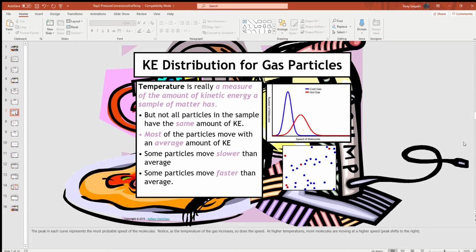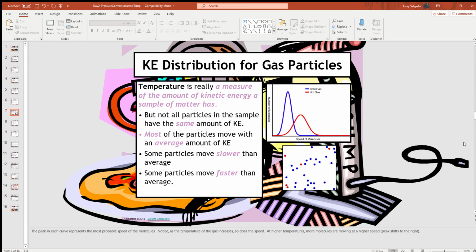Okay, and I want you to take a look at that graph in the top right corner. It's also in the bottom right corner of your notes. So let's take a look at that blue curve. That is the cold gas. If you notice those cold gases, that peak right there represents the average amount. So on average, those cold gases are scooted to the left. If you look on the bottom, it says the speed of molecules. They're scooted over to the left. They're not moving as fast when they're cold.